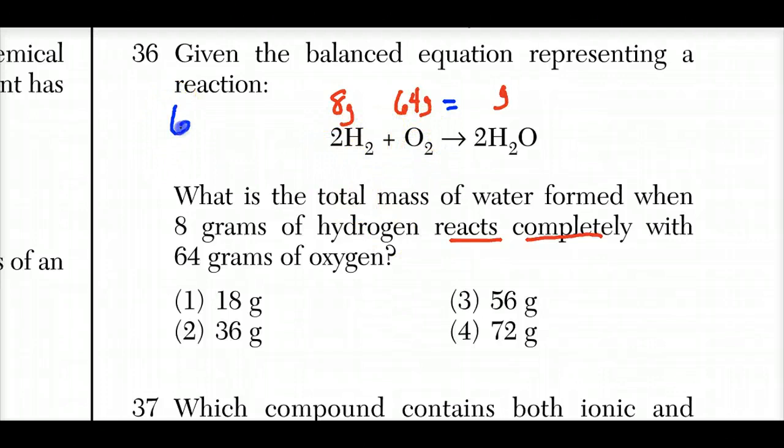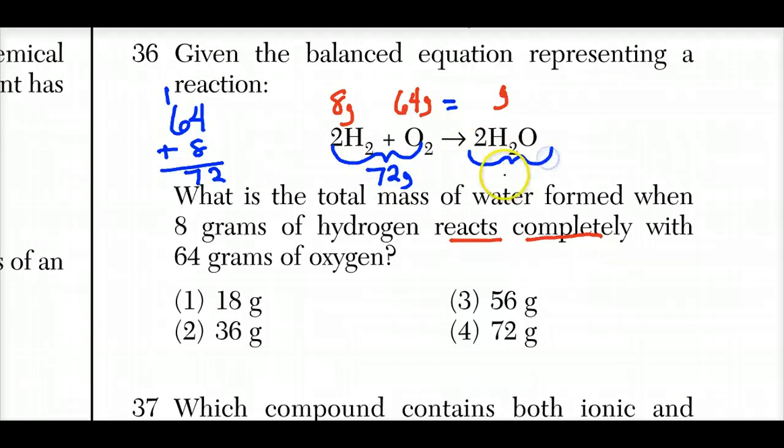So 64 plus 8, last time I checked, is going to give me that 72. All right, so this is a total mass of 72 on the reactant side. This has to be 72 on the product side. And that's why choice 4 is your answer.